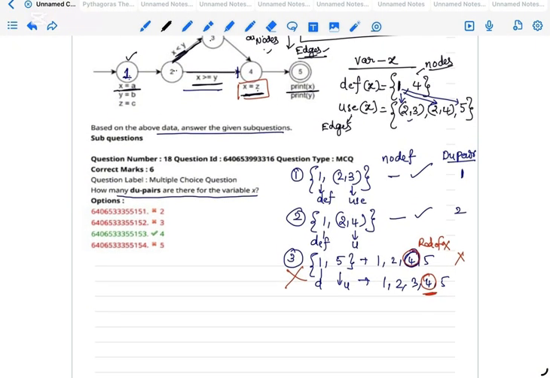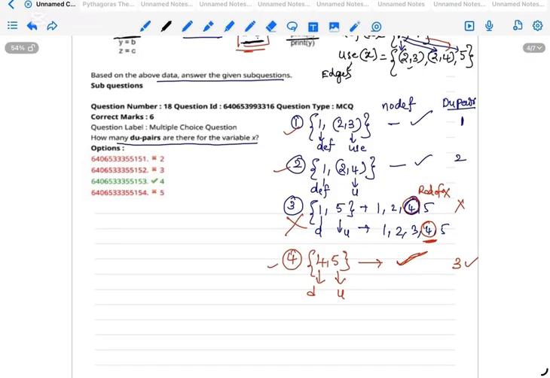The next one, the fourth, is 4 comma 5, which is a du pair. Here the definition is x equals z at node 4, and the use is print x at node 5. There is no redefinition, so this is a valid du pair. So 1 2 2 3, 1 2 2 4 and 4 5 are valid du pairs.